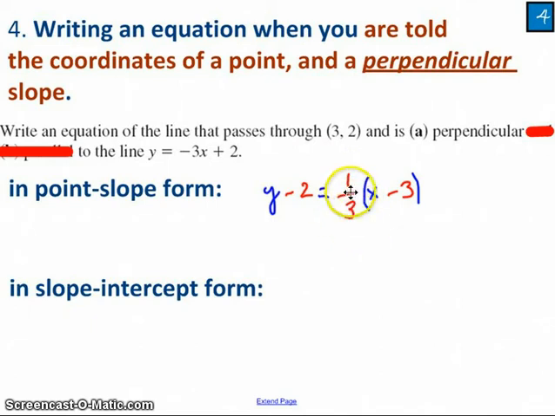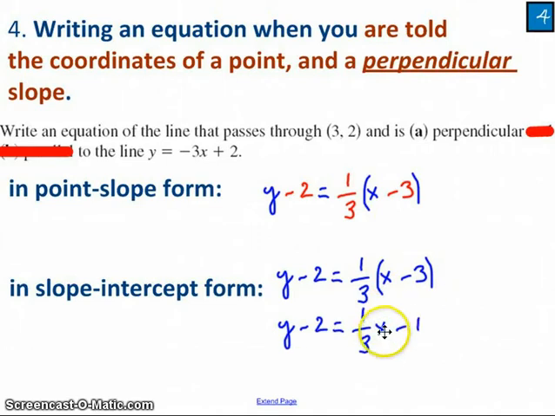Now in point-slope form, now that I've got the slope, all I've got to do is fill in that 3 and that 2, and that's what I've done here. There's that x minus 3, there's the y minus 2. That's done in point-slope form. In slope-intercept form, I take this same setup, I distribute that 1/3, and what I end up with now is 1/3 x minus 1. Now I move that 2 over, and I've got 1/3 x plus 1, and now I'm done. This is the equation in slope-intercept form.